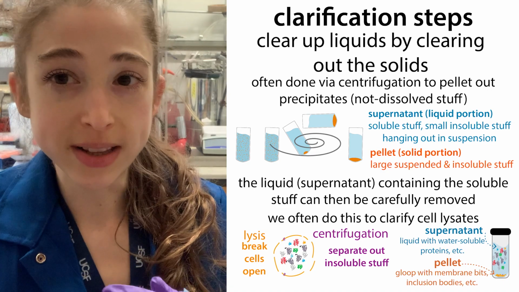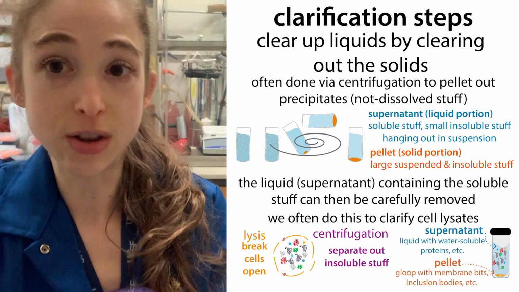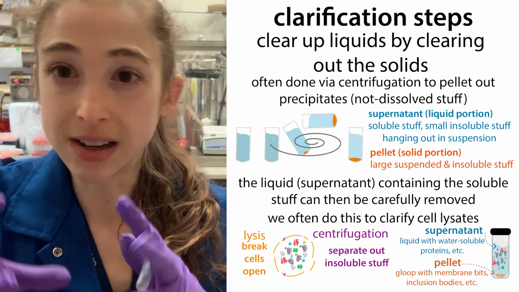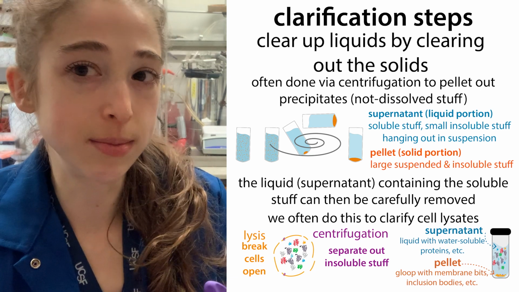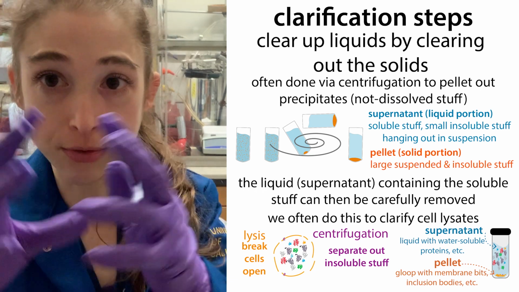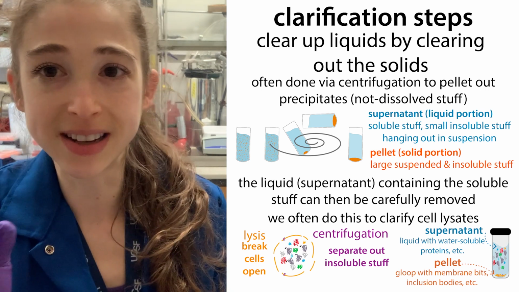Typically we're doing this with some sort of lysate. So say you've broken cells open and now you have all that cellular gunk, like the membrane bits and things like this. Now, you're often wanting to purify out a specific protein from that mixture, or do some other step where you don't want all that gunk getting in the way.